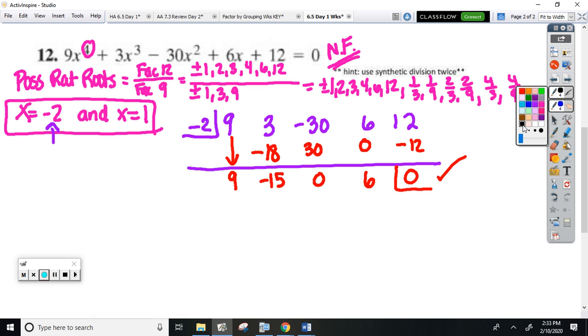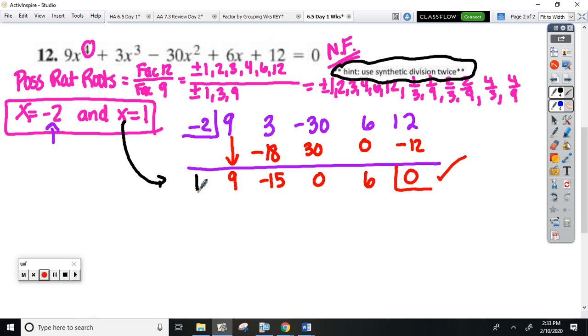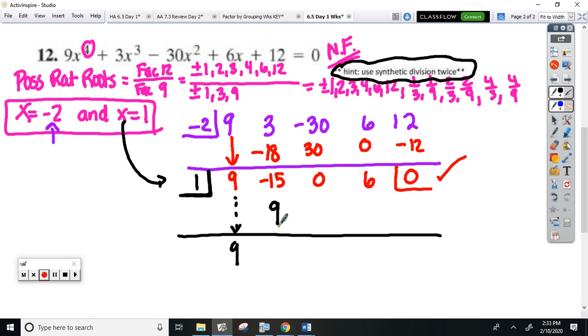All right, now when I say use synthetic division twice, you're actually going to take this 1, add another box for it, and just tack it on to our problem. So we're now going to synthetically divide 1 out of the answer that we just got. Carry our 9 down. 9 times 1 is 9. Add down, we get -6. -6 times 1 is -6. Add down, we get -6. And -6 times 1 is -6. Add down, we get another remainder of 0.